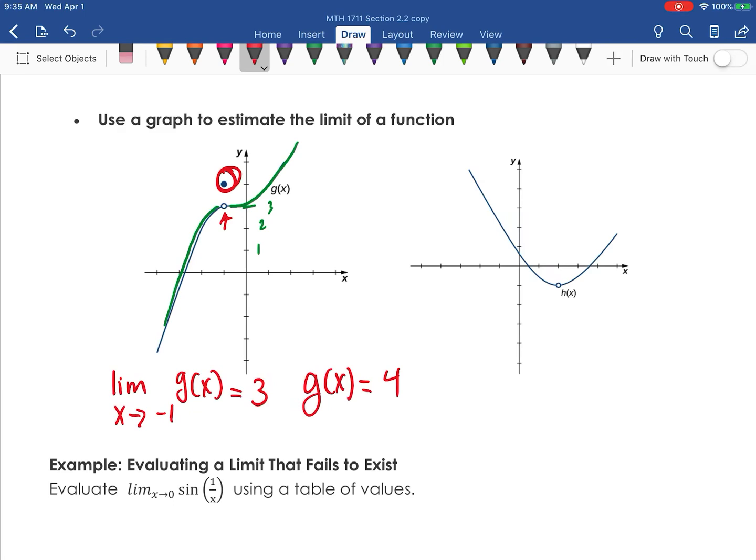So you can see that the value of the limit and the value of the function don't necessarily always have to be the same. The limit is what am I getting closer to?